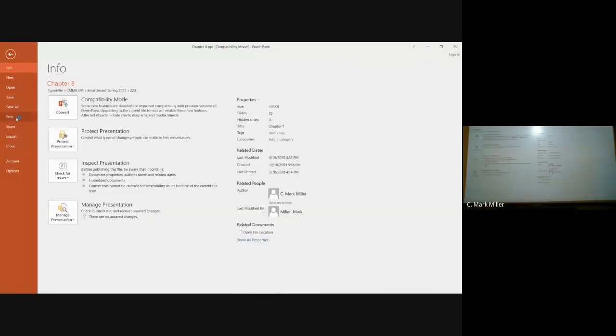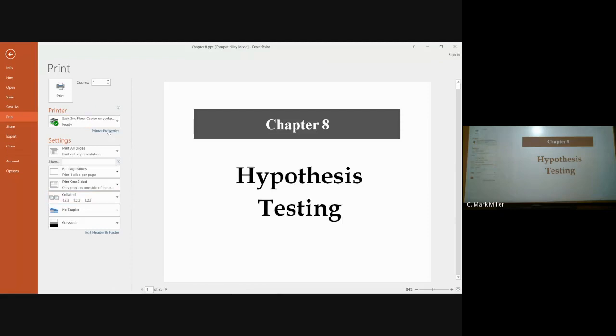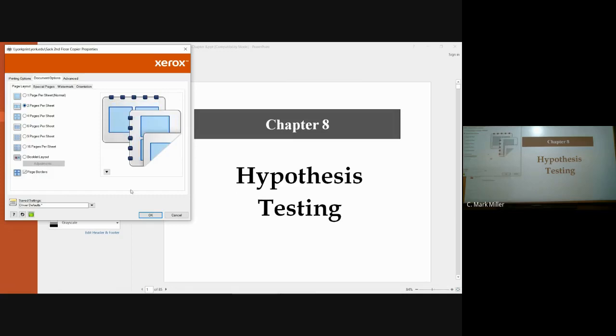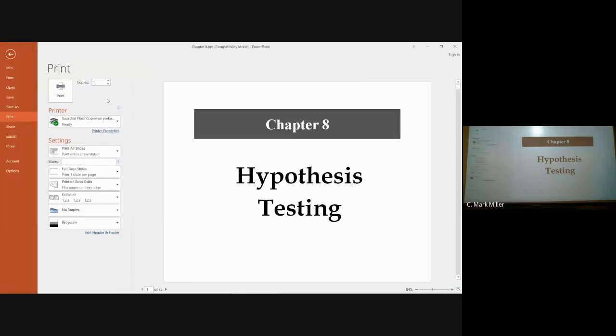So I get print. The properties. Two-sided. Hole punch. And we want 4 copies. And where are we sending this?